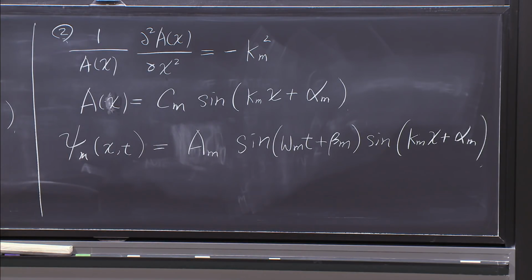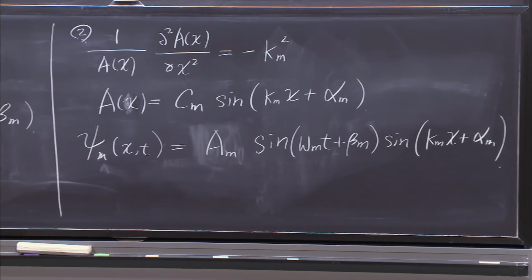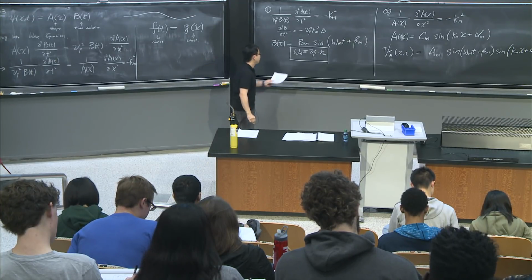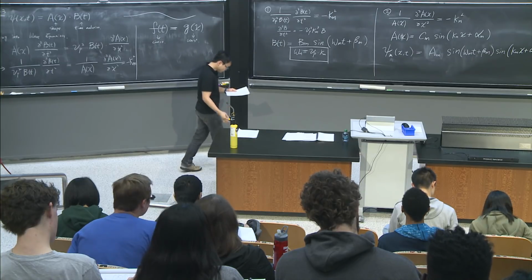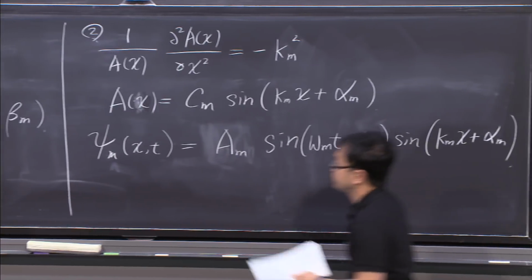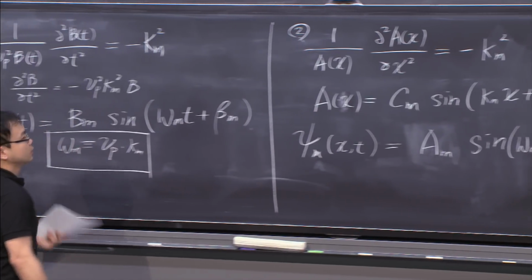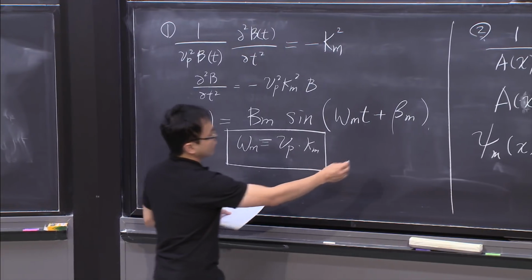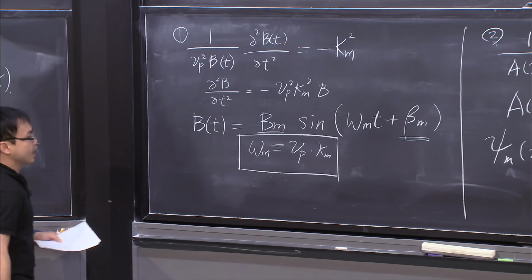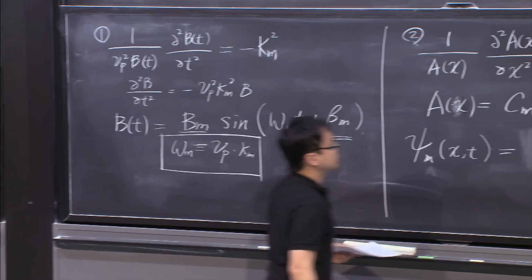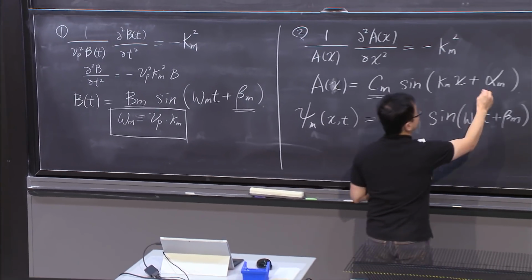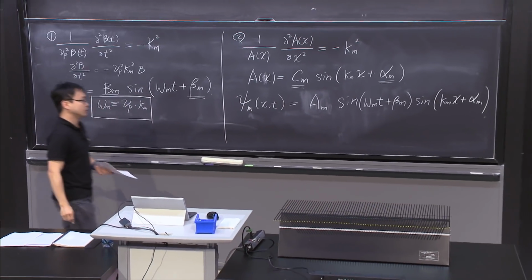And of course, don't forget, we have this condition. Omega n is actually equal to Vp times Kn. Okay? So this is actually defined here. Okay, so here, since this is a second order differential equation, you have an unknown factor, which is beta n. You also have Bn as an unknown. And on the right-hand side, you also have a Cn, which is unknown, and alpha n, which is unknown.